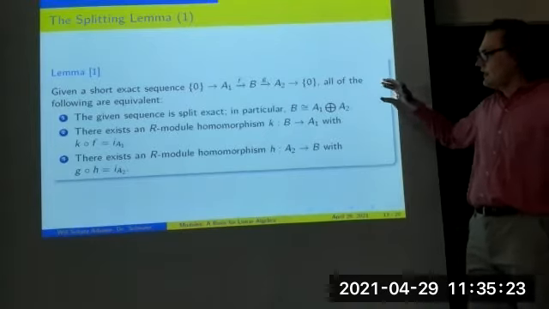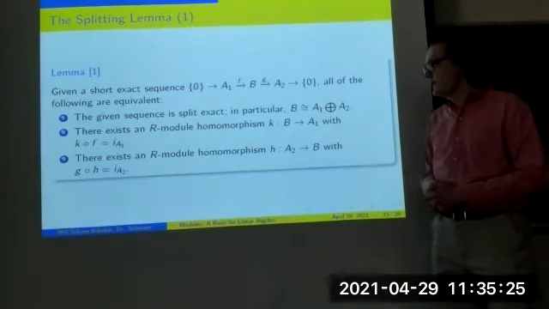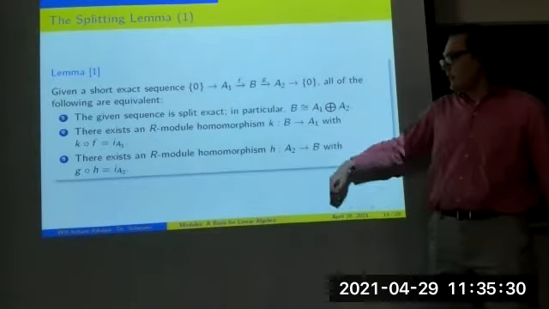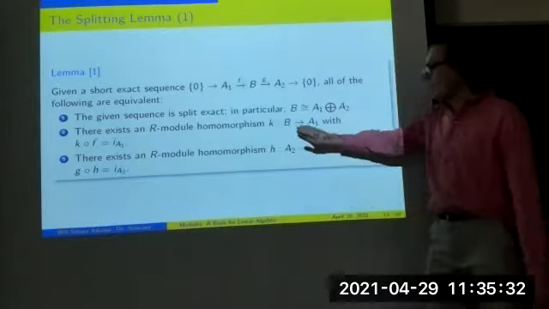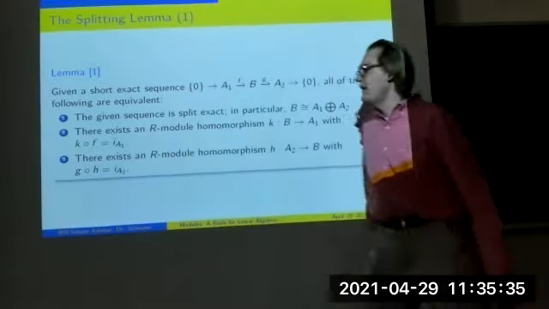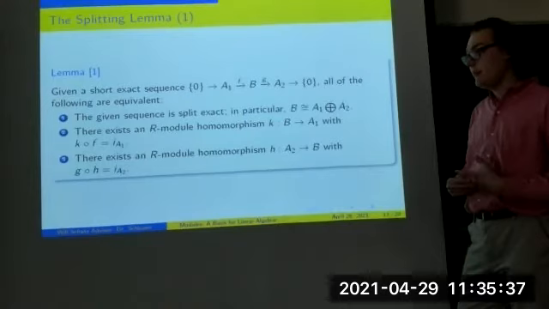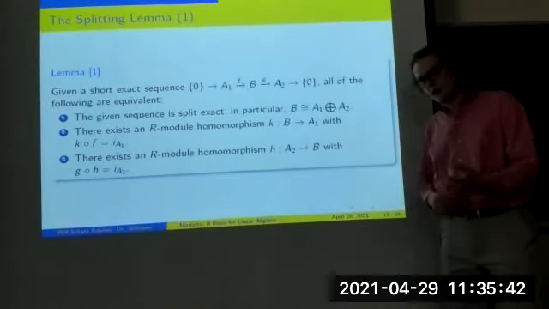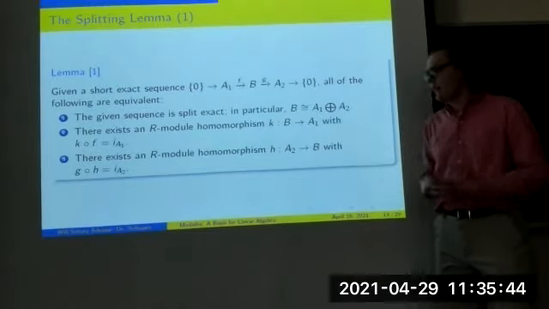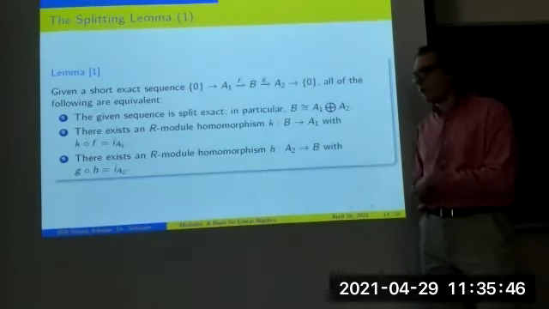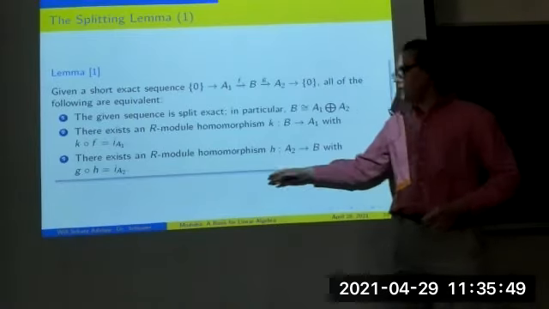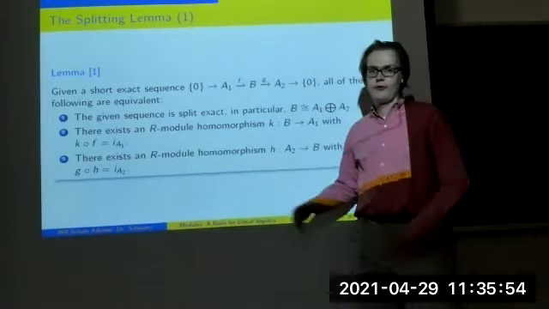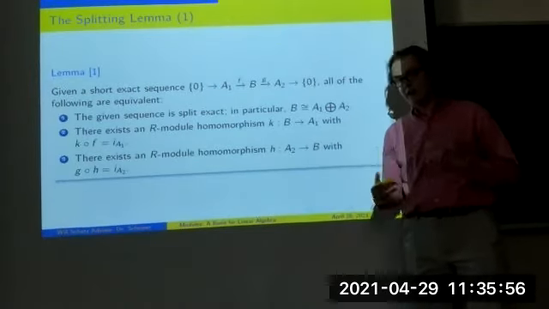The first condition being that the given short exact sequence is split exact. The second condition is there exists an R module homomorphism K, which is a left inverse for F. Now, if you know your set theory, you know that F simply being injective is enough to say that it has a left inverse as a function. But what's important here is one exists that is a homomorphism of the module in question. And we have the same idea for G here, the surjective function having a right inverse, which is a homomorphism, rather than simply a function.